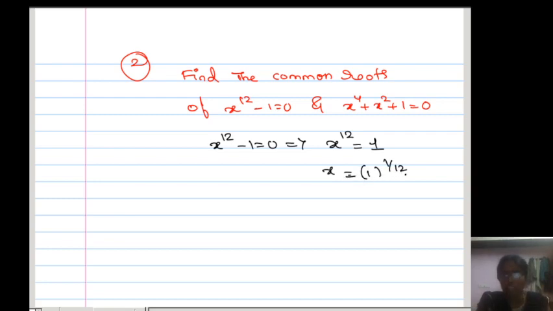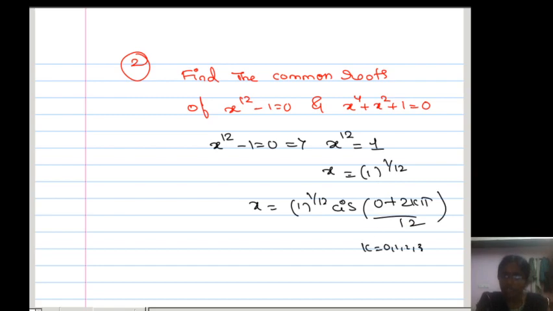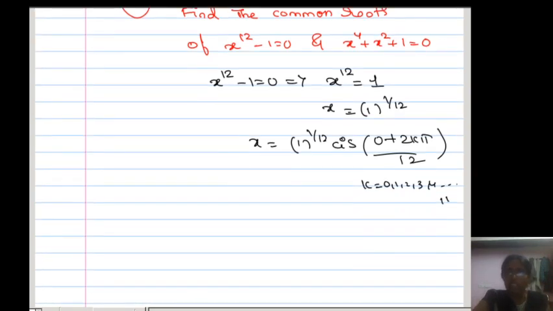The nth root of unity means the 12th root of unity. For these x values, r naught is 1, so 1 power 1 by n. Cis of theta naught is 1, which means what? Angle 0. Theta naught, the principal argument, lies on the x axis, so it is 0 plus 2kπ by 12, where k is equal to 0, 1, 2, 3, 4, 5, 6 up to 11, because n minus 1. So these are 12 solutions.